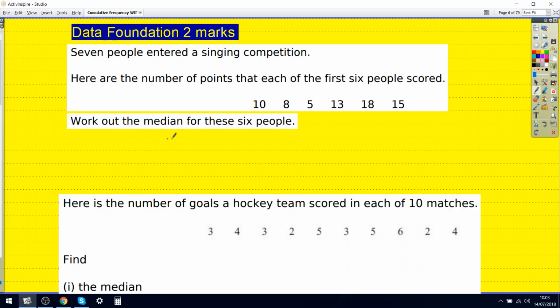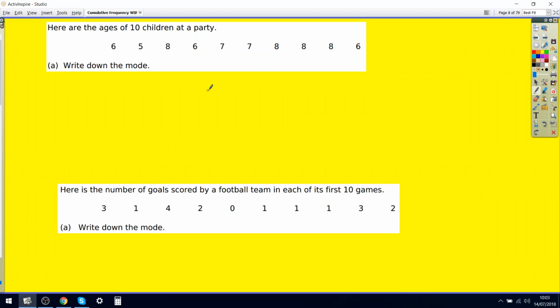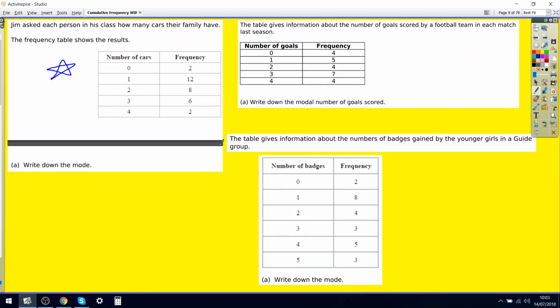What is the mode for the top numbers there? 8. That's it. What is the mode for, let's say, this one? The modal number of cars, whatever. Is it just nothing? No.